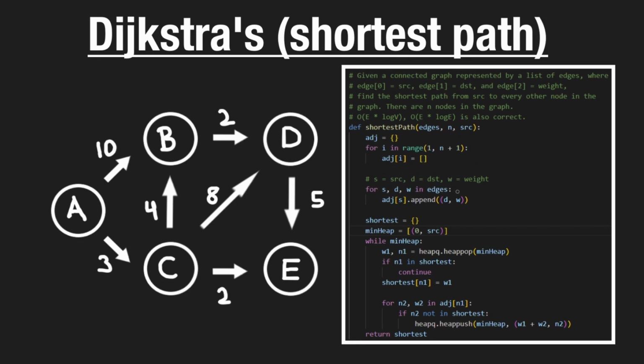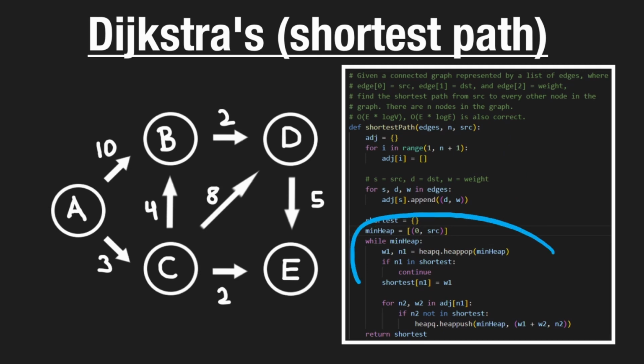And then we're going to go through the actual edges that were given, and then to the adjacency list, append those destination nodes. So we would append a pair, or maybe a subarray in this case, where the first value is going to be the destination node, and the second value is going to be the weight, or the cost it takes for us from the source to reach that destination node.